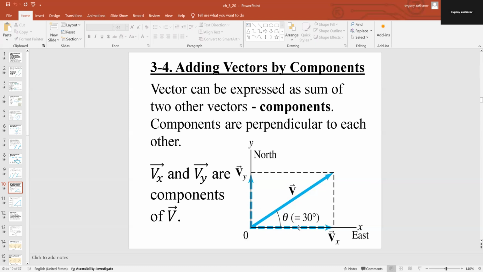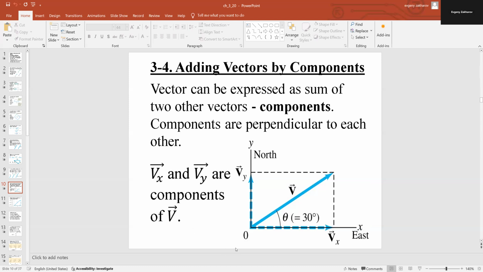And this time they're both positive because this is your positive direction for x, this is your positive direction for y, so both components will turn out to be positive. It's not always the case, because if your vector, say, points in the second quadrant, you will get a negative x component, positive y, but negative x.